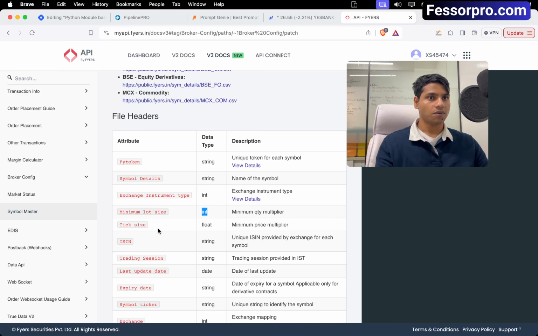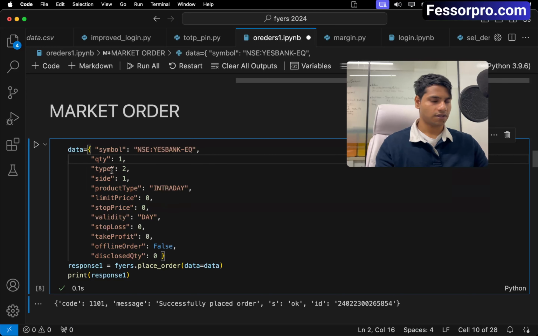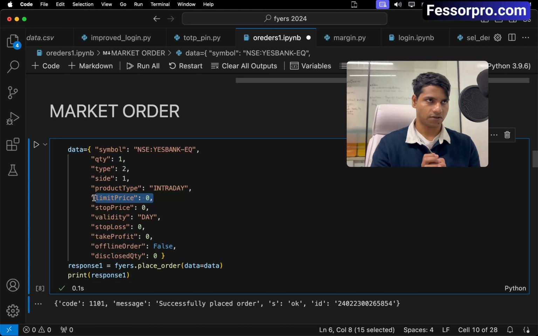There is one more important piece of information, and that is tick size. If you go back to this data dictionary, first is quantity. Then there is something called limit price. Whenever you provide a limit price or a stop price, you need to specify the price, and the price needs to be a multiple of the minimum tick available for that instrument. For each instrument, it would be different.